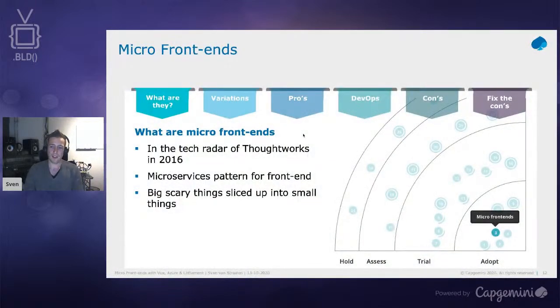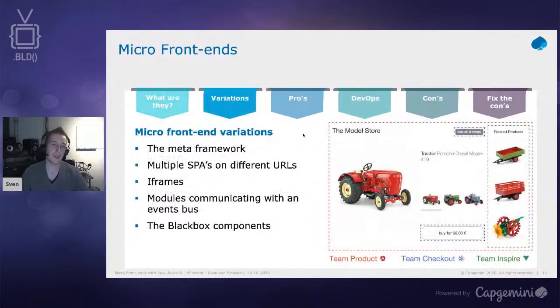The micro frontends. It all started when ThoughtWorks put it on its tech radar in 2016. It immediately became a hype, and it's also known as the microservices pattern for front-end, which is already known a bit better by a lot of people, where we just slice up our big monoliths, our big applications, into smaller ones. There are a few variations of these micro frontends.